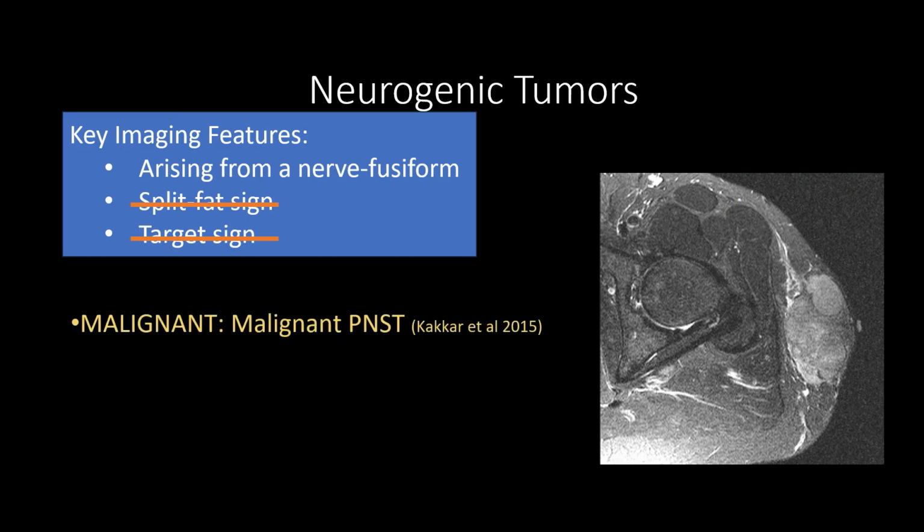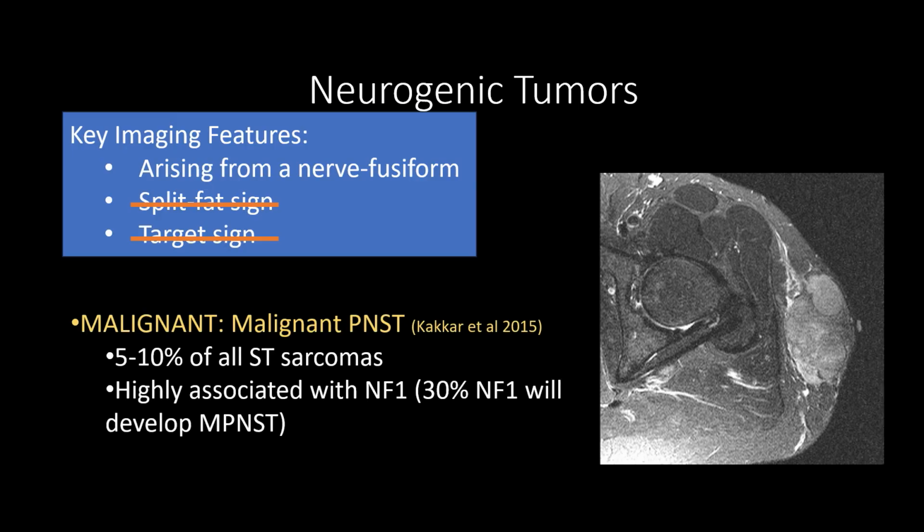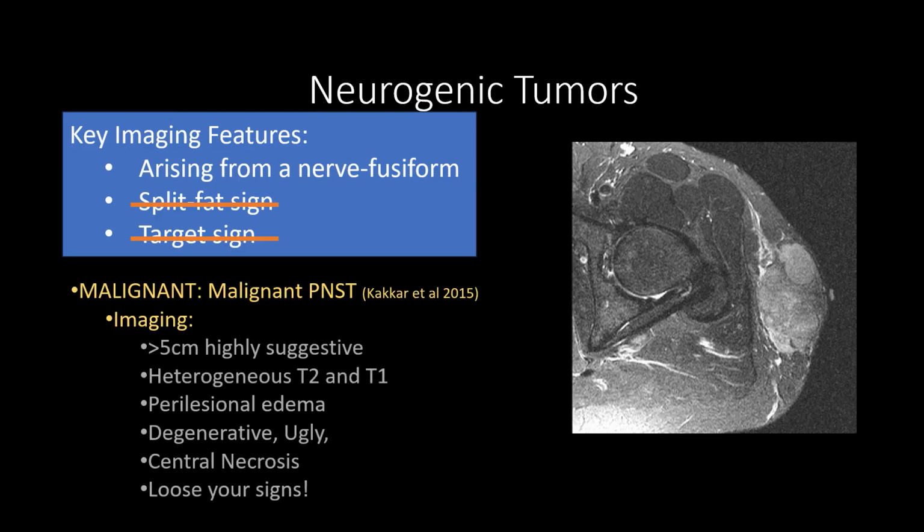So what about our malignant subtypes, which is going to be a malignant peripheral nerve sheath tumor? This is about 10% of all soft tissue sarcomas, very highly associated with NF1. And what we're looking for is a larger lesion. It's oftentimes very ugly looking. And if it's in a peripheral nerve, like the example here, I don't think we have much of a chance of saying this is a malignant peripheral nerve sheath tumor over any other sarcoma.